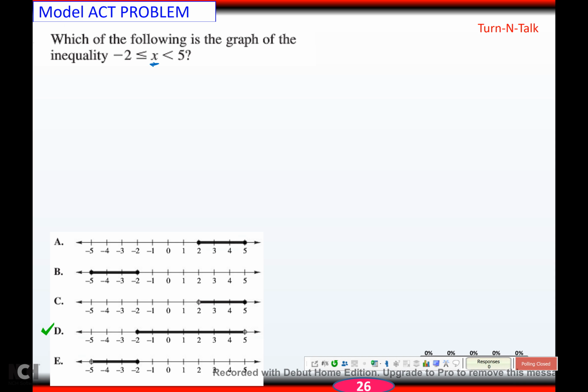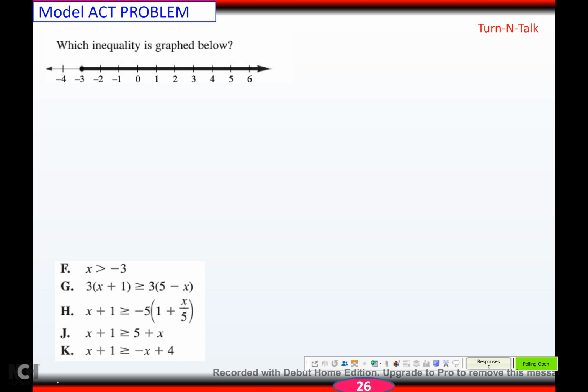This says I want all of the x's that are between, including negative 2, so that's going to be a closed circle, and between 5, but don't include 5, so that's going to be an open circle, and then I want everything in between. Okay? Try this one, hit pause, come back when you're ready.